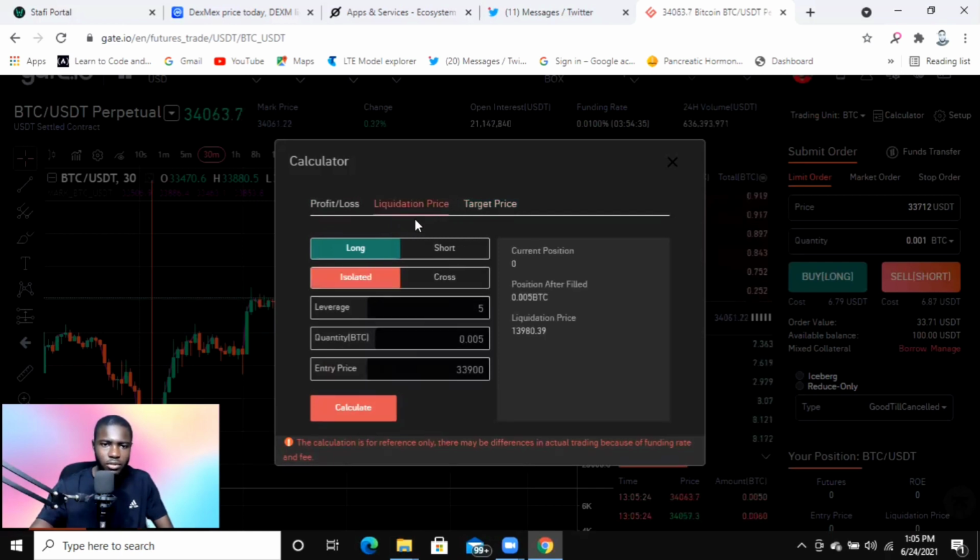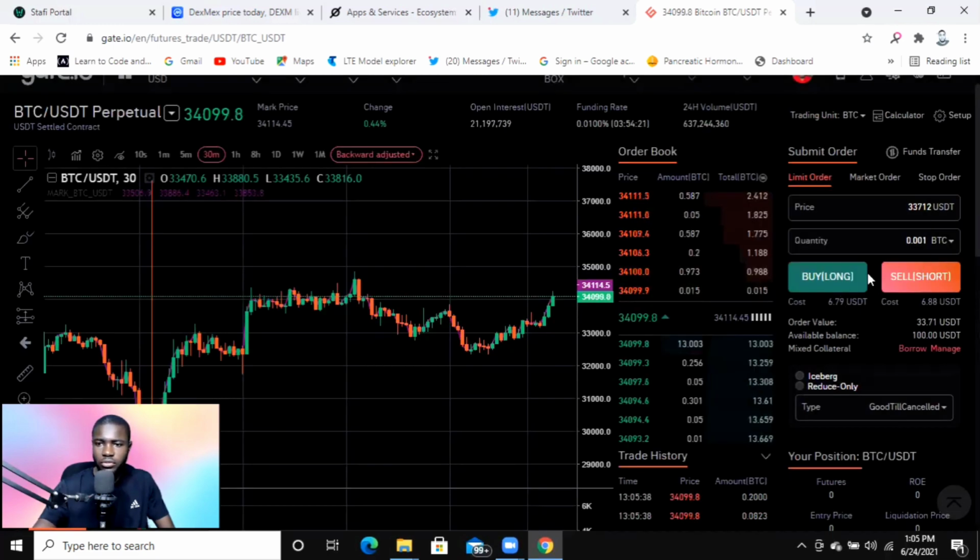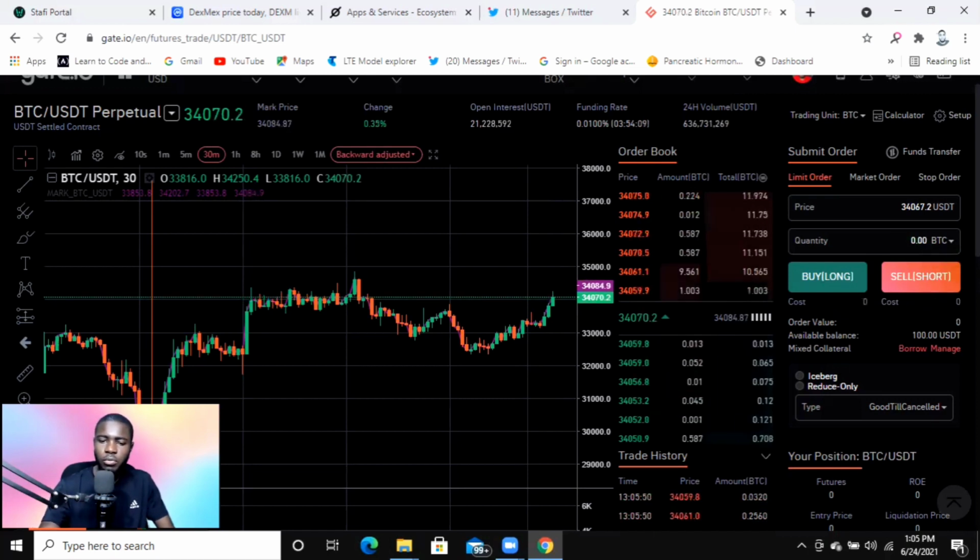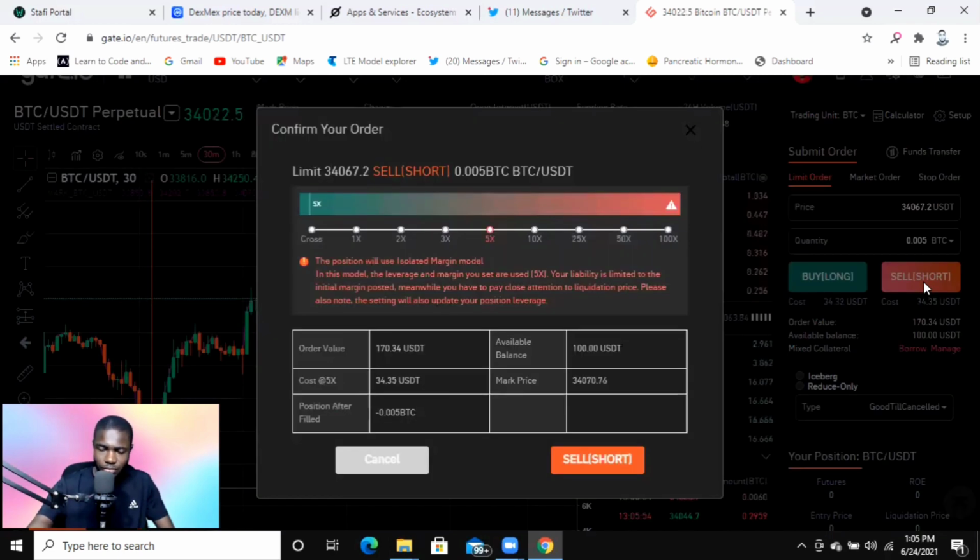So the calculator is very, very important, and I'm going to be making a trade based on the estimation of this calculator right here, because I'm going to be entering a trade with 0.005 BTC at 34,000, and I'm going to be selling short, right? That means I'm expecting the market to go down in price. So let's do that right here. In price, I'm going to put 34,000, and in quantity, I'm going to put 0.005 BTC. Then I'm going to sell short.